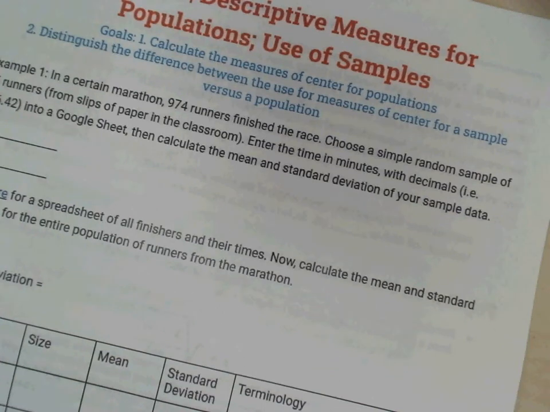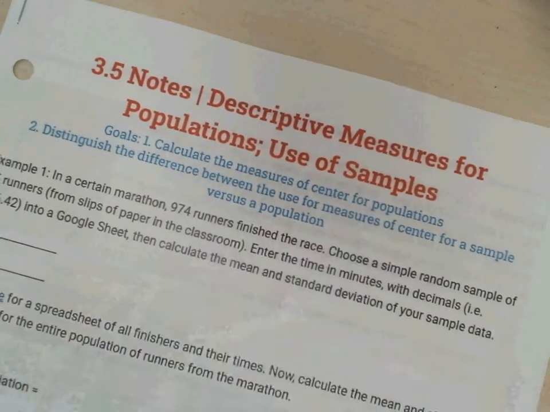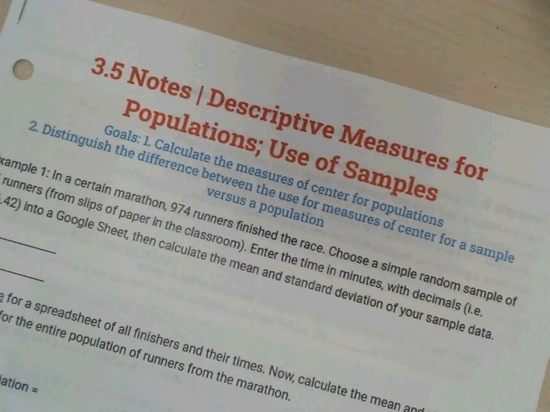Stats, 3.5 notes, descriptive measures for population, use of samples. Goal 1: calculate the measures of center for population, and then distinguish between the use of measures of center for sample versus population.